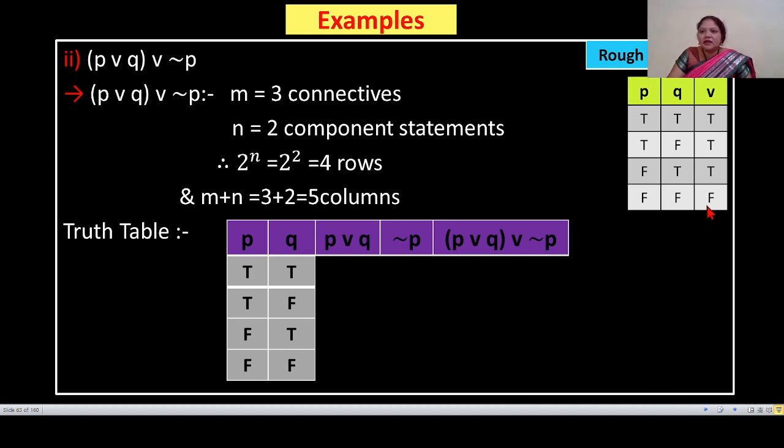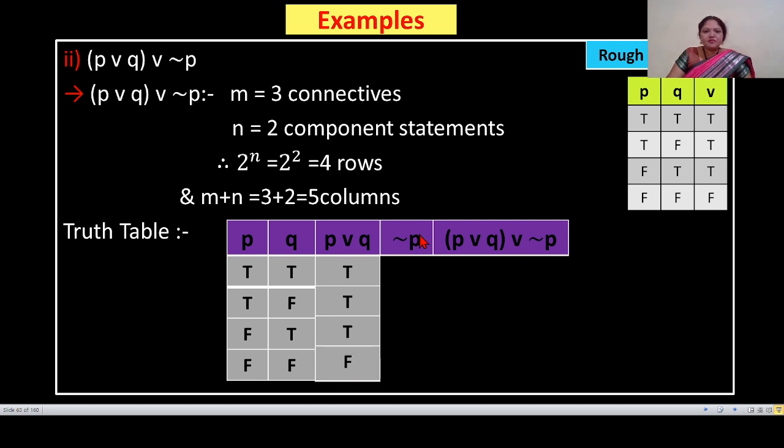And we know that a disjunction is true in all cases except when both statements are false. If both statements are false, then their disjunction is false, otherwise the disjunction is true. And therefore T, T, T, F. Next column negation of P. If statement P is true, then its negation is false. And if the statement is false, then its negation is true.